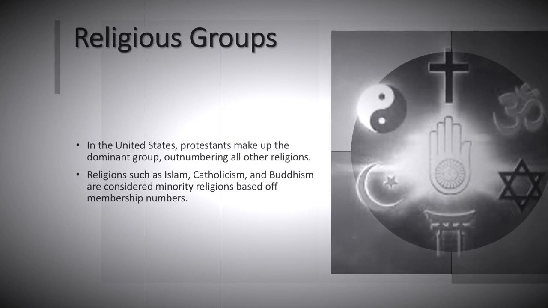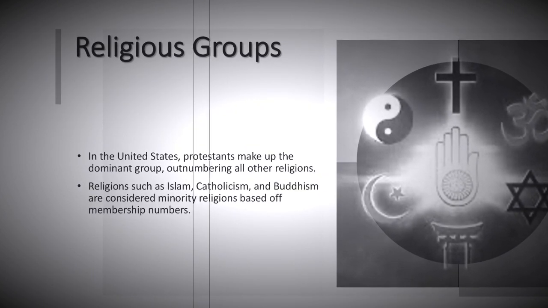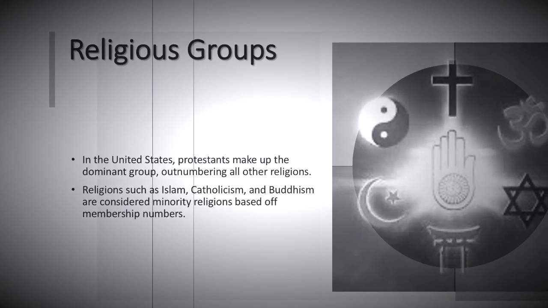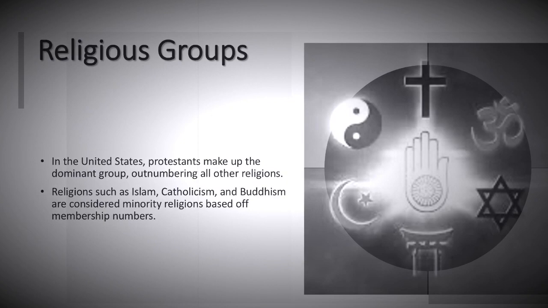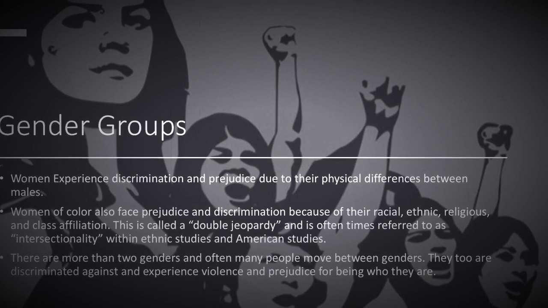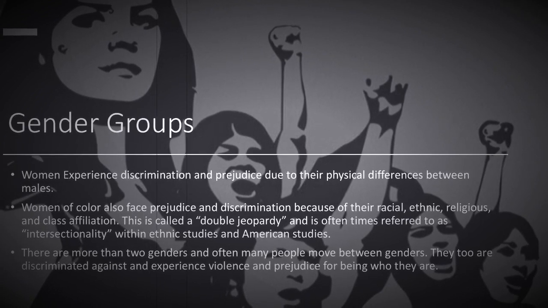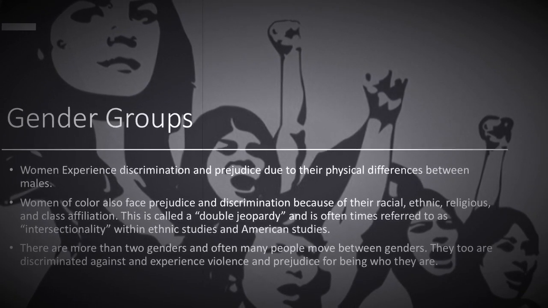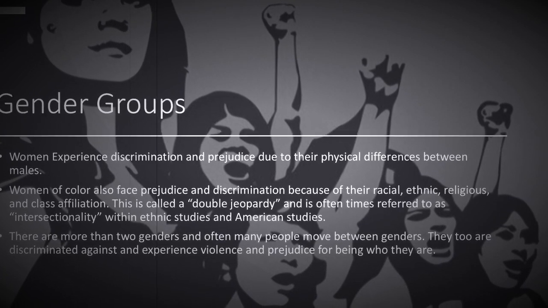Now, in the United States, Protestants make up the dominant group, outnumbering all other religions. Religions such as Islam, Catholicism, and Buddhism are considered minority religions based off membership numbers. Now, gender groups also make up social constructs within society today. For example, women do experience discrimination and prejudice due to their physical differences from males.